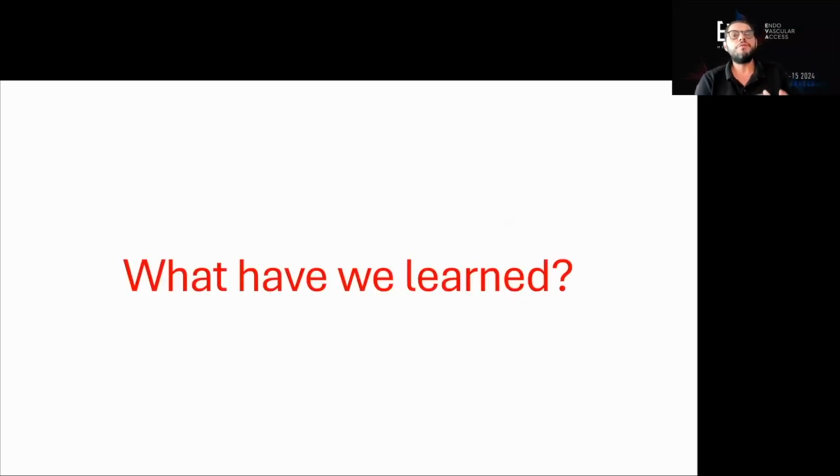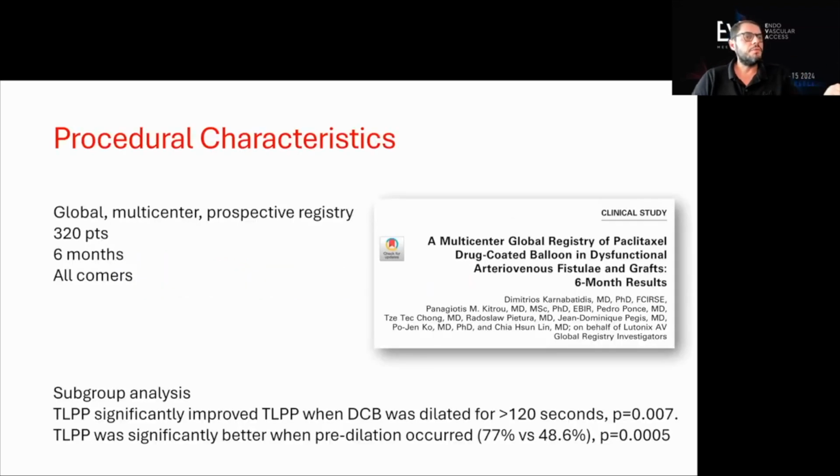What have we learned from all these studies? What are the important things we learned? So from a global multi-center prospective registry from Dr. Kitrou and colleagues, which was 320 patients, endpoint at 6 months, it was an all-comer study, so central veins, grafts, fistulas, everything. What we found out is that it is important that we perform a pre-dilation.